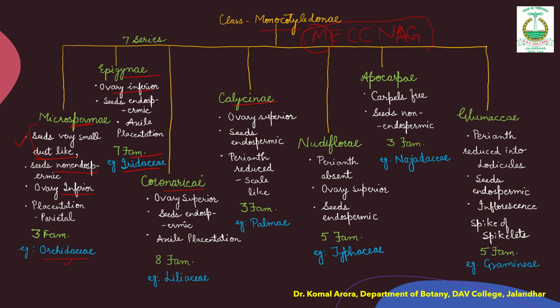See here the only difference is that when you have the coronary, it means petal-like sepals are present. And here it means sepal-like petals are present. And normally here the perianth is highly reduced. It's just scaly, scale-like. Rest of the characters are same. In both the categories, seeds are endospermic, ovary is superior. So the only difference is in the appearance of the non-essential whorls.